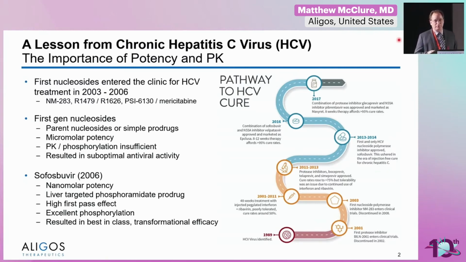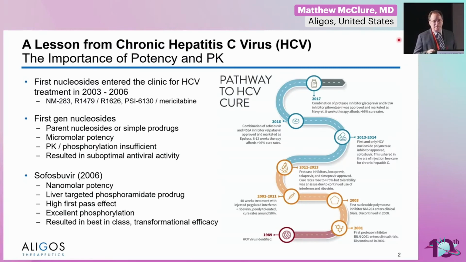But sofosbuvir was an NS5B inhibitor, and it was not the first drug in this drug class. There were actually many, many drugs that were being developed before sofosbuvir, and yet all of those drugs were very disappointing. No one really expected, until that first infamous phase 2 data from sofosbuvir came out, to see those remarkable cure rates. And the reason for that is basically because these first generation molecules that preceded sofosbuvir had a number of important liabilities. First of all, they were typically just simple prodrugs, or they were just parent compounds themselves. They had micromolar potency. They didn't phosphorylate very well, which is very important with nucleosides. And as a consequence, it resulted in suboptimal efficacy.